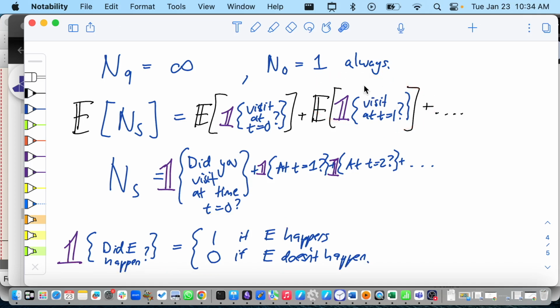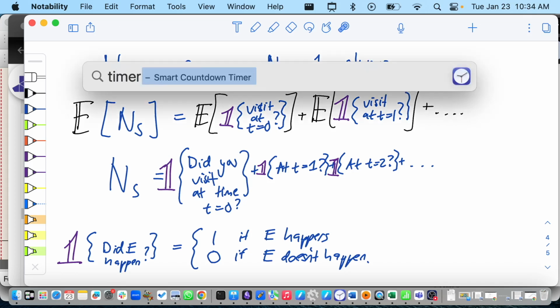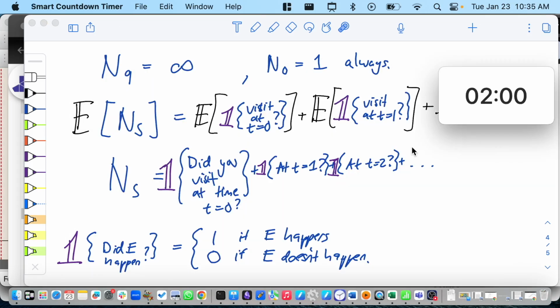Okay, I'll give you a minute. Try to see if you can figure out what this secret ingredient is, the visit at time t, and then we'll go from there. Take, I don't know, 2 minutes to think. If you've never seen indicator functions before, this will be new for you. If you have seen them before, you'll remember.